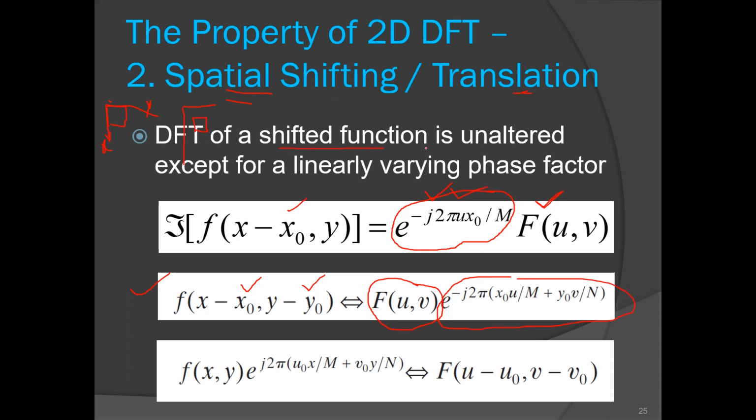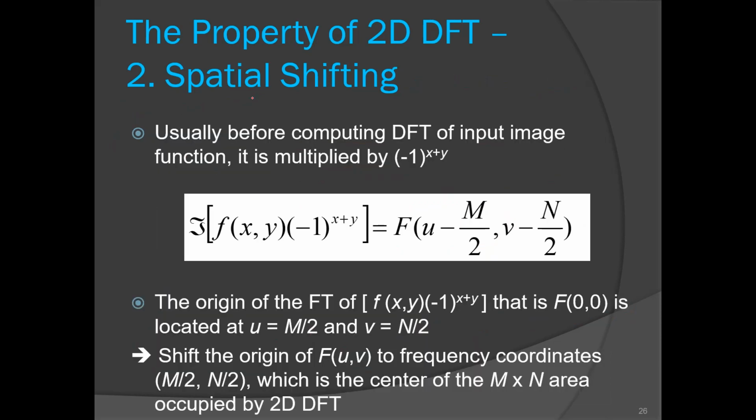The DFT of a shifted function is unaltered except that there will be a linearly varying phase factor. And the converse is also true. If we shift the spectrum, if we shift the Fourier transform, our image will also get shifted by this much factor. So this is regarding spatial shifting. Now if we multiply our image by this factor, what happens? Our Fourier transform gets translated by this much factor.